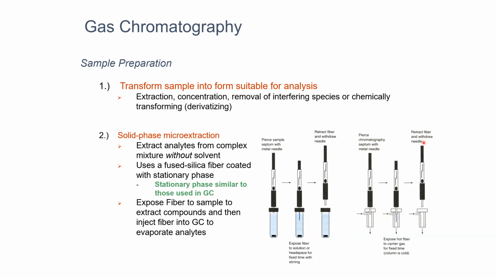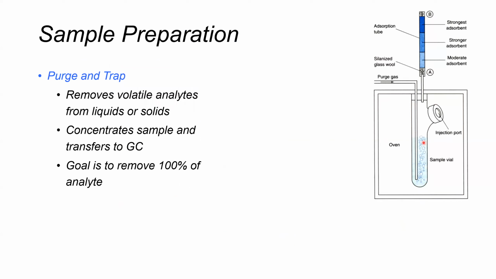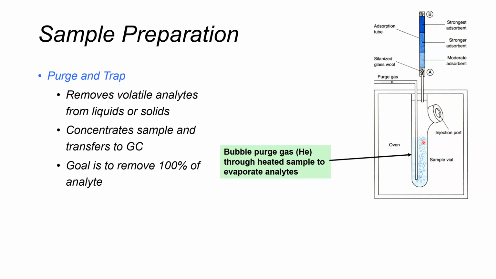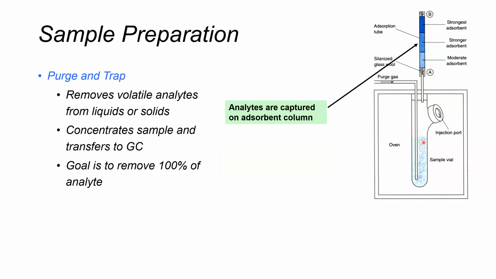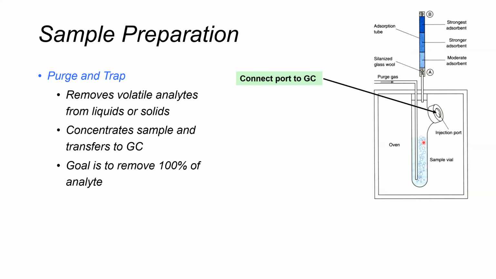So it means that we get relatively low concentrations, which hopefully should prevent saturation of our column. Another part in sample preparation is purge and trap. And so this removes volatile analytes from liquids or solids, concentrates the sample, and transfers to gas chromatography. The goal here is to remove around about 100% of the analyte. And so that's what it looks like over here. So we use bubbles to purge the gas, using helium, of course, which is our standard, through the heated sample to evaporate analytes. Then the analytes are captured on an absorbent column, and then we connect this all through to the GC.